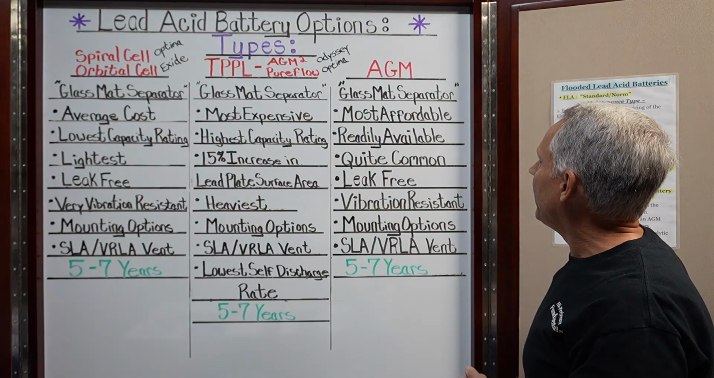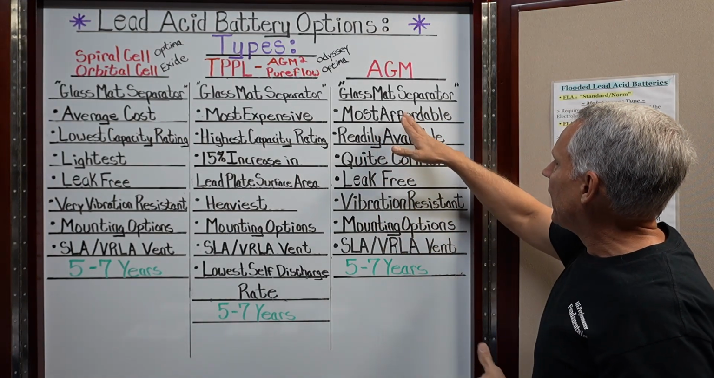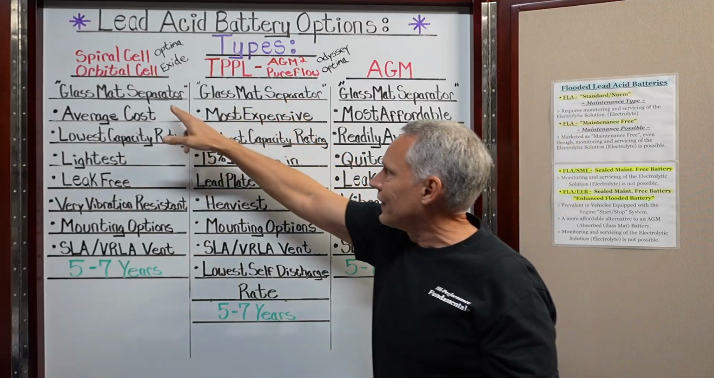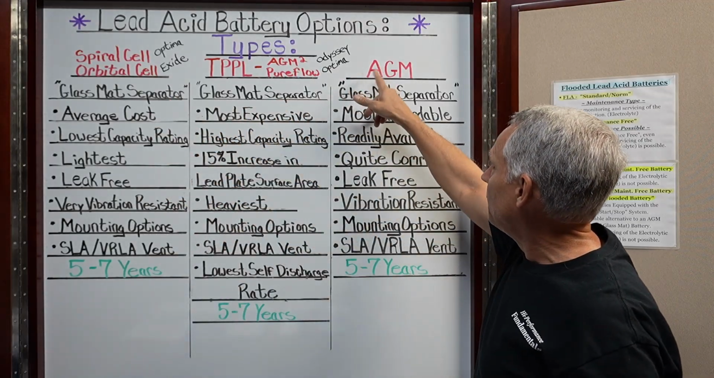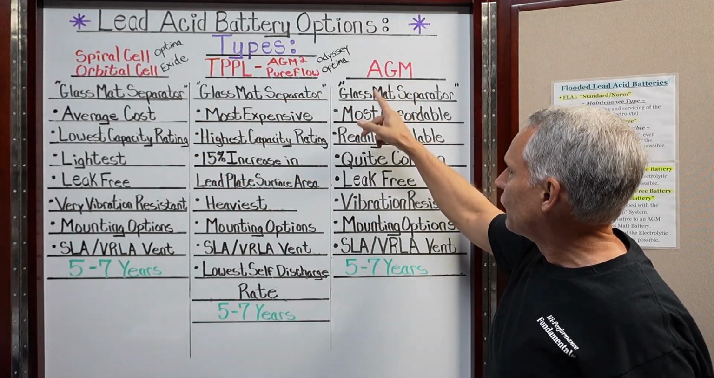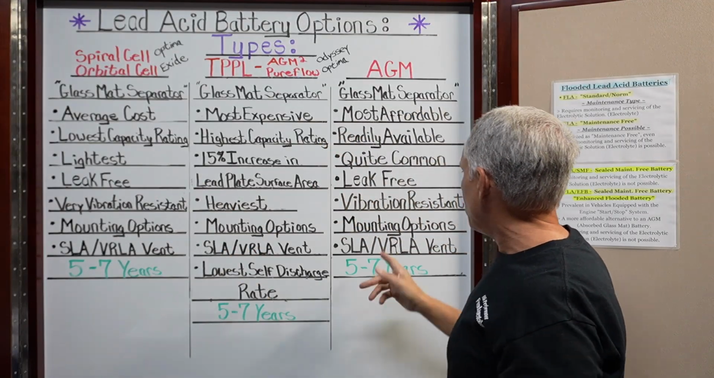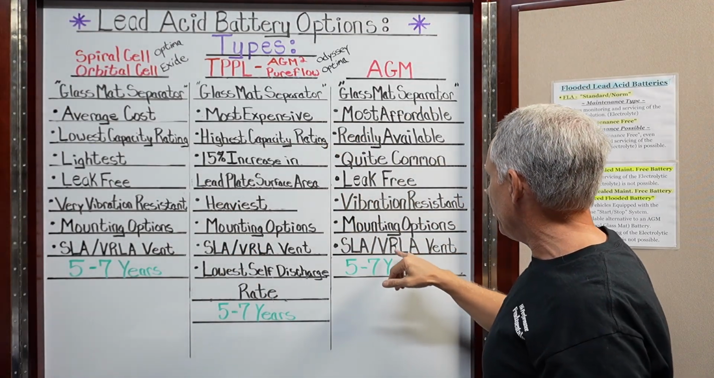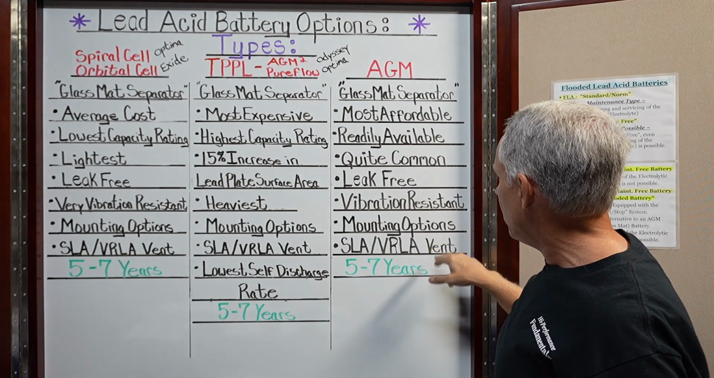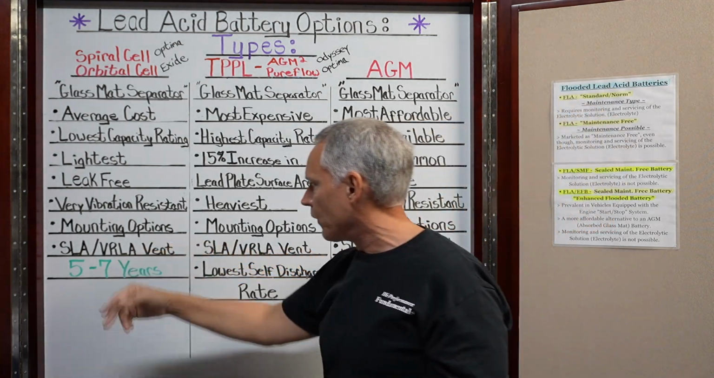So we've already talked about the AGM quite a bit, but once again, all of these batteries are glass mat separators, because that's what they mean, absorbed glass mat. We all know that the electrolyte in all of these batteries is a suspended electrolyte. We talked about that. We also know that all these batteries are going to be the SLA, VRLA, normally closed vent system. All of them are like that.